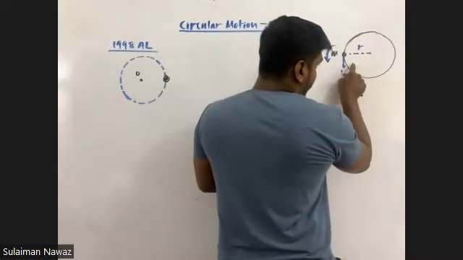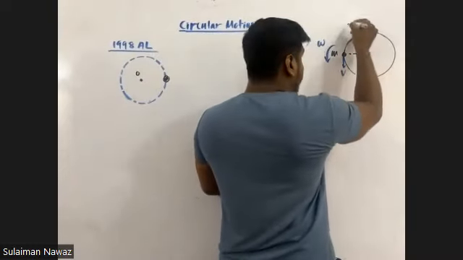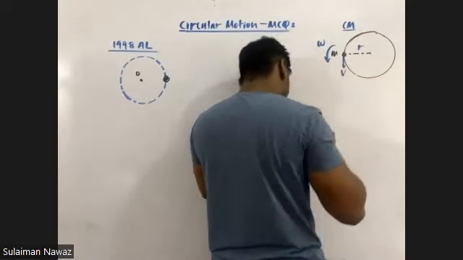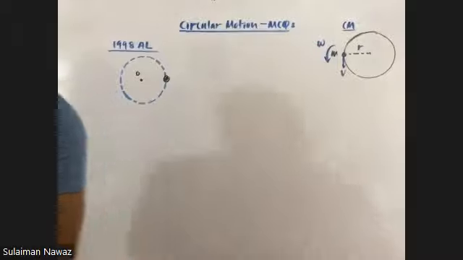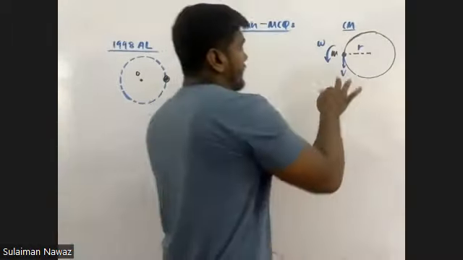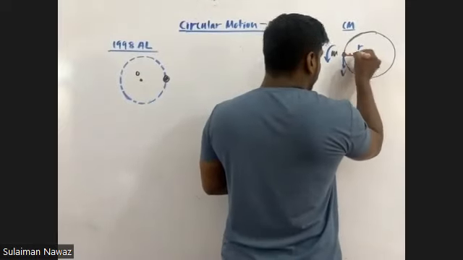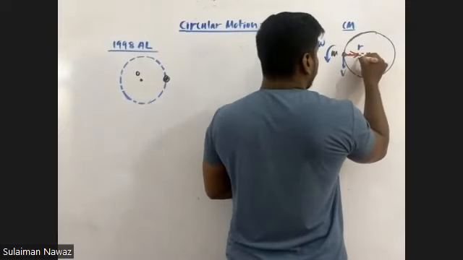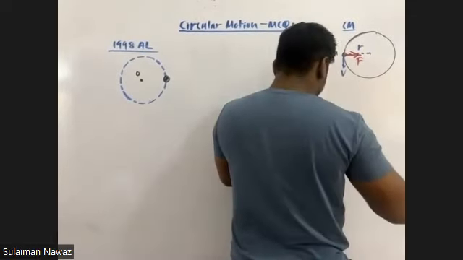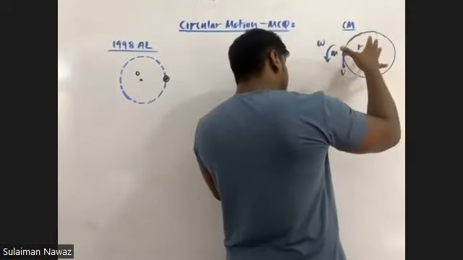Then the main important characteristic of circular motion is that tangential velocity is always perpendicular to centripetal force. Tangential velocity perpendicular to centripetal force, the important characteristic of circular motion.